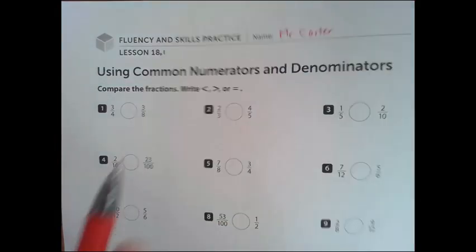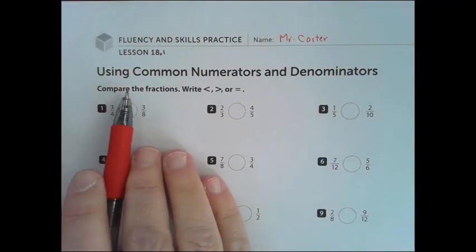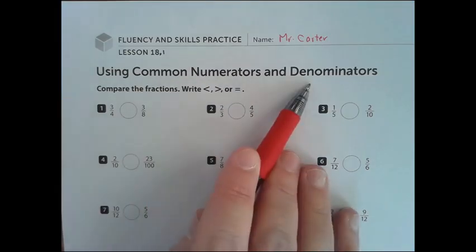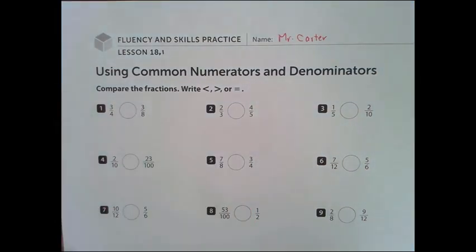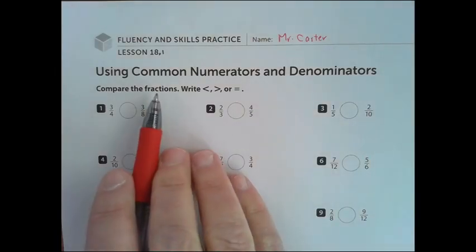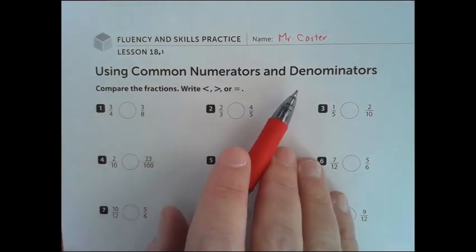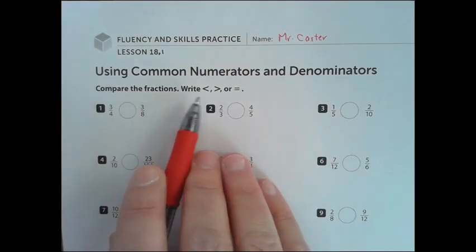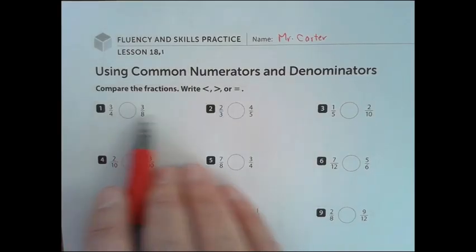So this one is saying, using common denominators and numerators to compare fractions. I'm going to show you that strategy on this homework sheet. There's many different strategies you could use that will help you compare fractions, but this one today we're going to do common numerators and denominators. It's asking you again to compare the fractions, less than, greater than, or equal to for each of these.